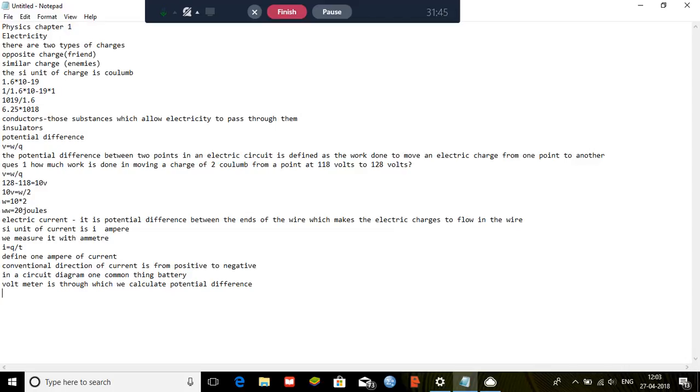Okay, so now we get to another concept, which is known as Ohm's law. Ohm's law is a law which proves that at constant temperature the current flowing through the electric circuit is directly proportional to the potential difference, right?